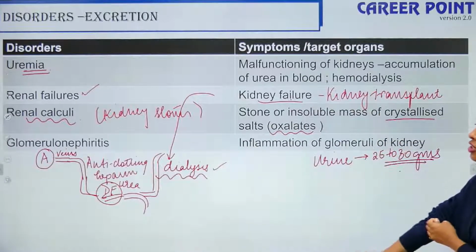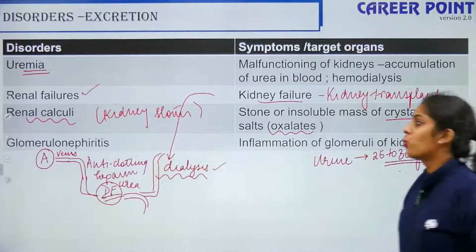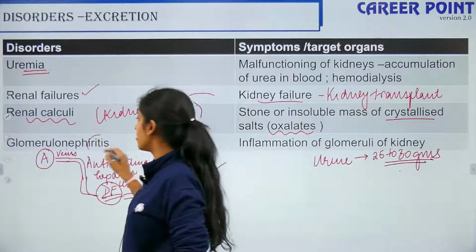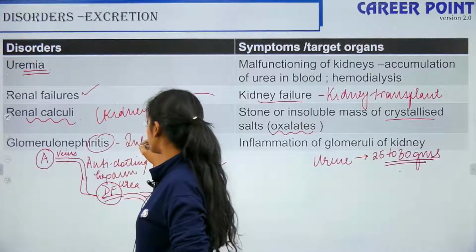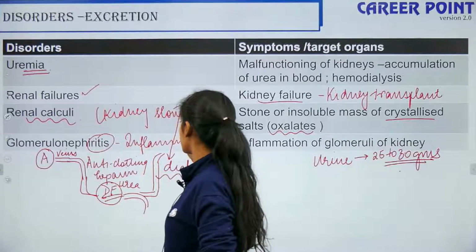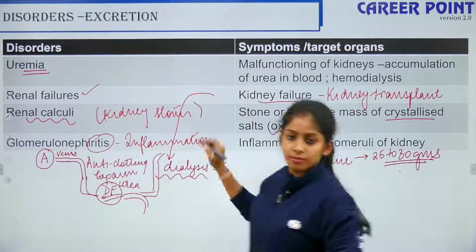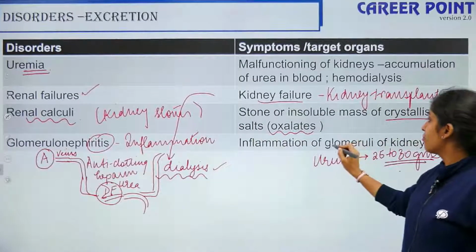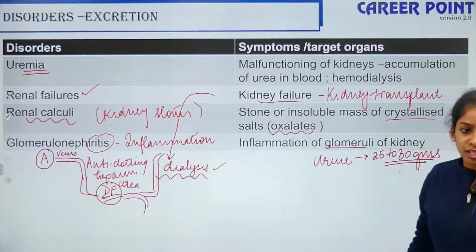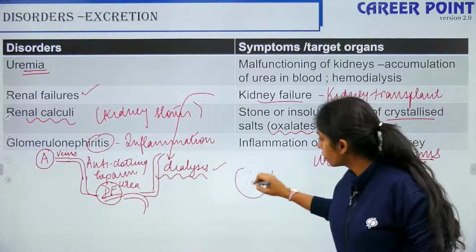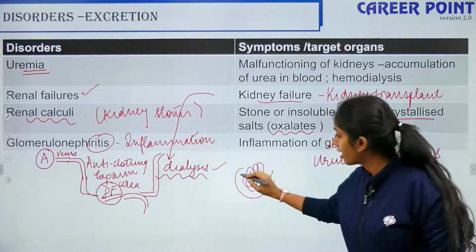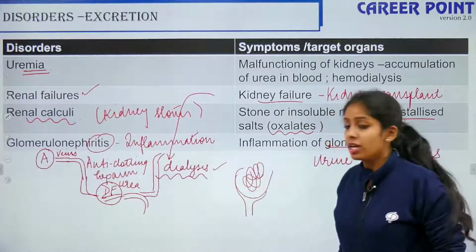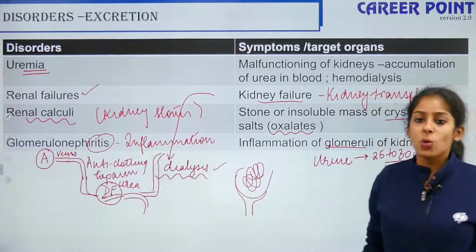The next one is glomerulonephritis. Whenever a word ends in itis, it means inflammation. So this is inflammation of the glomerulus of the kidney. You have your glomerulus, which is enclosed by a cup-shaped capsule known as Bowman's capsule.